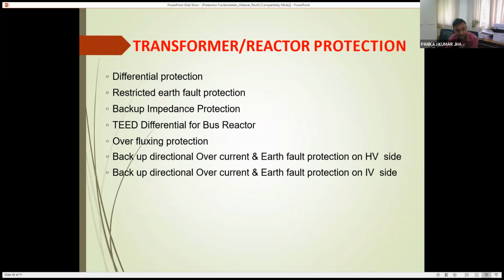Like I have already explained in the earlier slide, for the transformer reactor we are having the differential, REF, backup impedance, T differential for bus reactor, then the overfluxing, backup overcurrent and earth fault protections for HV and IV side. Presently, we are also using backup impedance protection.